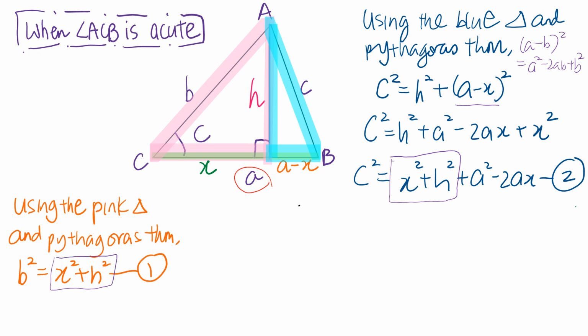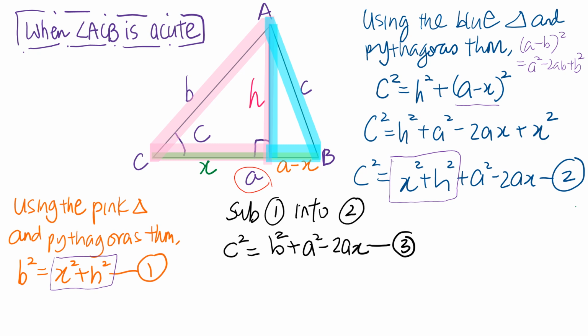So what do you think I can do with the two terms that I've squared? Square it, no, sorry. I box it up. Yes, I can actually substitute equation 1 into 2, and let's see what happened. Right, and we end up getting c squared equals to b squared plus a squared minus 2ax. Okay, now what happened is that I still need to get rid of my x.